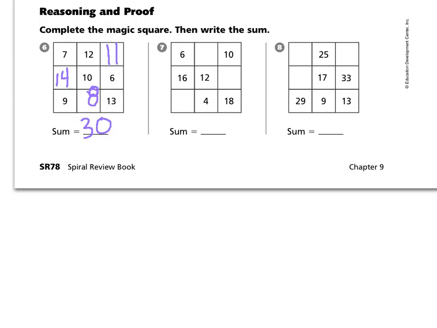For number 7, I have 6 plus 12, which is 18, plus 18 more is going to be 36. I added the diagonal to get my sum. Now I'm going to go ahead and fill in the top row. 6 plus 10 is 16, plus 20 more would equal 36. Going down on the first column, I have 6 plus 16 is going to equal 22, plus 14 would go ahead and equal 36. In the last column, 10 plus 18 is going to be 28, plus 8 more would equal 36. Use these strategies to fill out number 8.